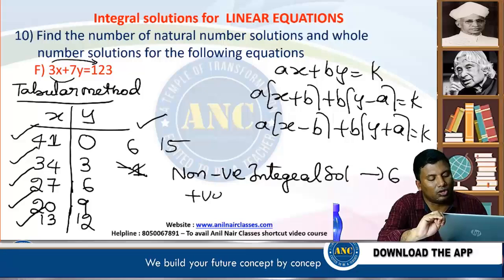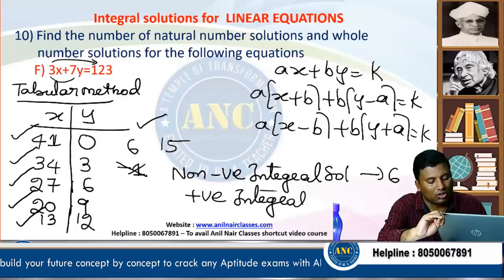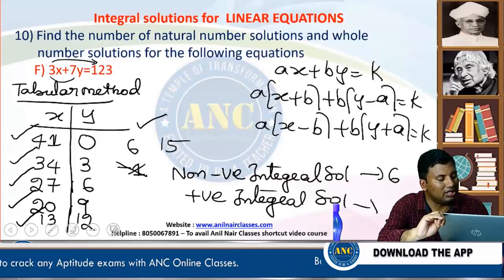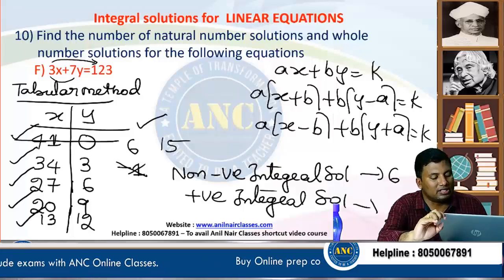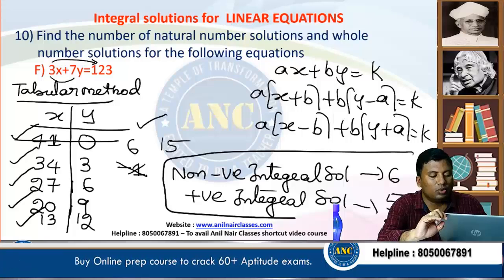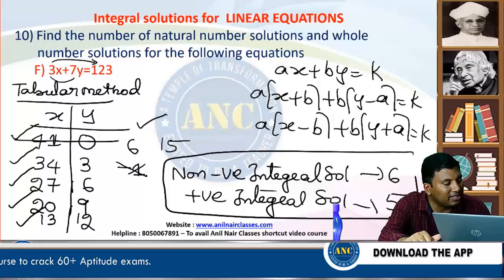Positive integral solutions do not include 0, so this is eliminated. If this is eliminated, positive integral solutions are 5 by using the tabular method. I hope the idea is clear.